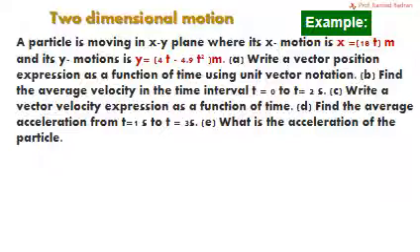The second part is to find the average velocity in a certain time interval of t equals 0 to 2 seconds. And then in part C, an instantaneous velocity expression is required as a function of time, while in part D, you are asked to find the average acceleration in an interval of time from t equals 1 second to 3 seconds. And then finally, what is the acceleration of the particle?